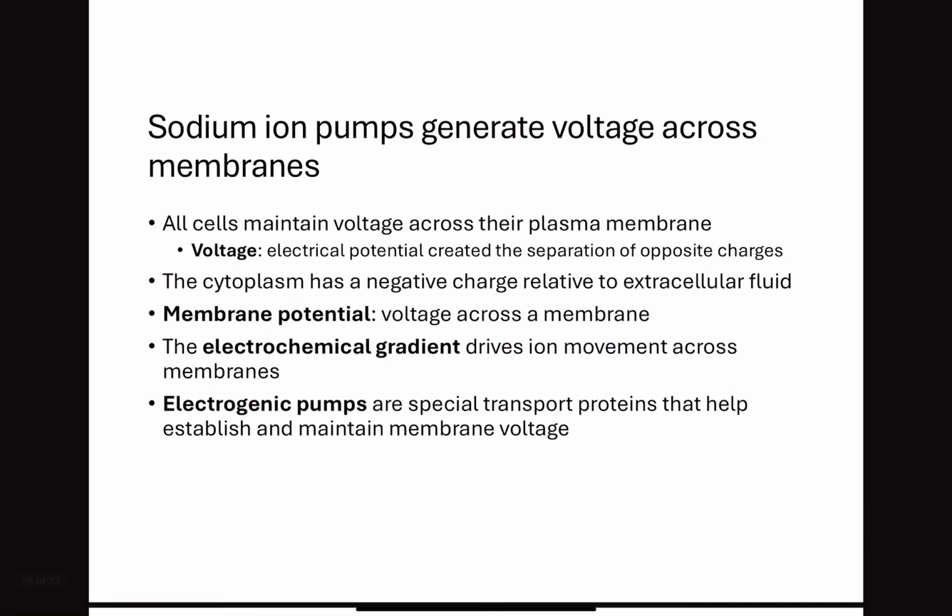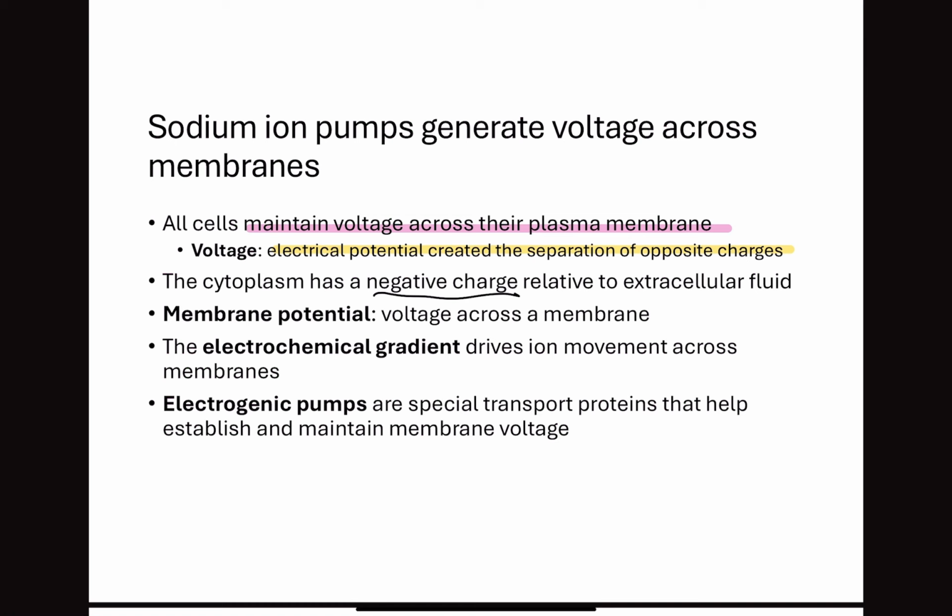So our sodium ion pumps are going to generate voltage across our membranes. And what we know is that all cells maintain voltage across their plasma membranes. We can define voltage as the electrical potential that is created by the separation of charges. And we know that our cytoplasm has a negative charge with respect to extracellular fluid, because there's an unequal distribution of cations and anions on the two sides of the membrane.